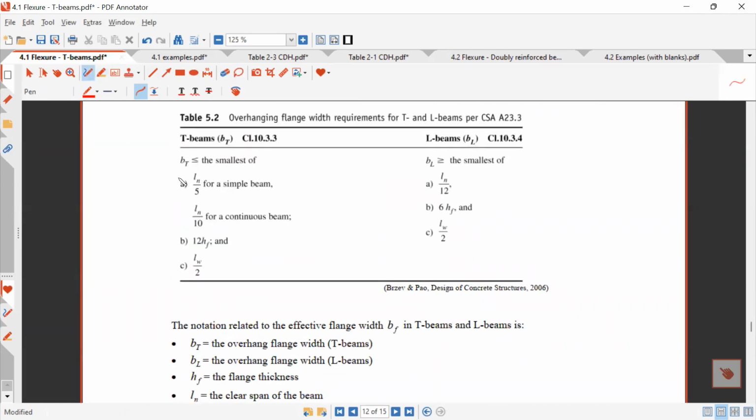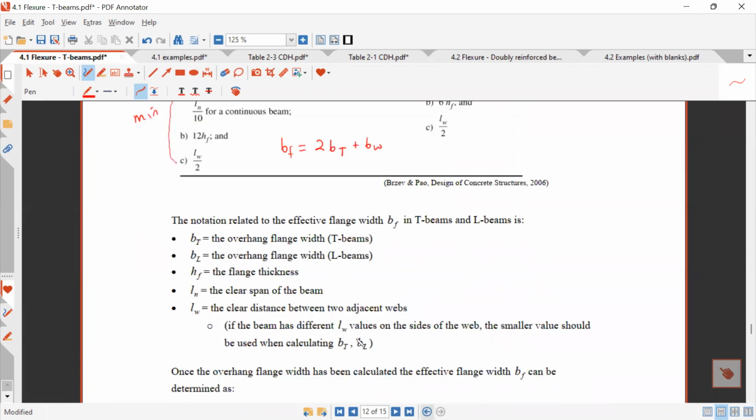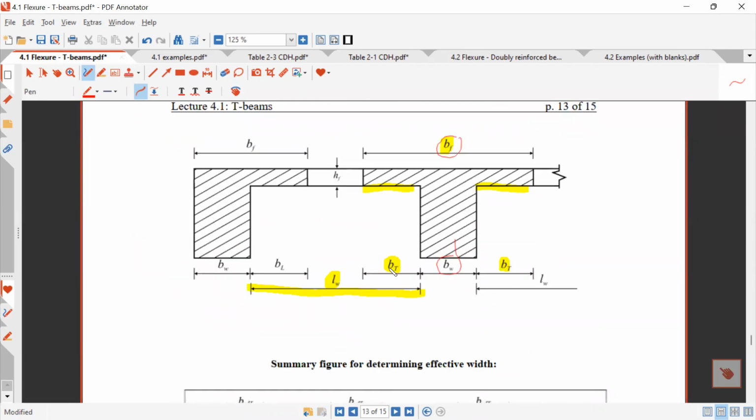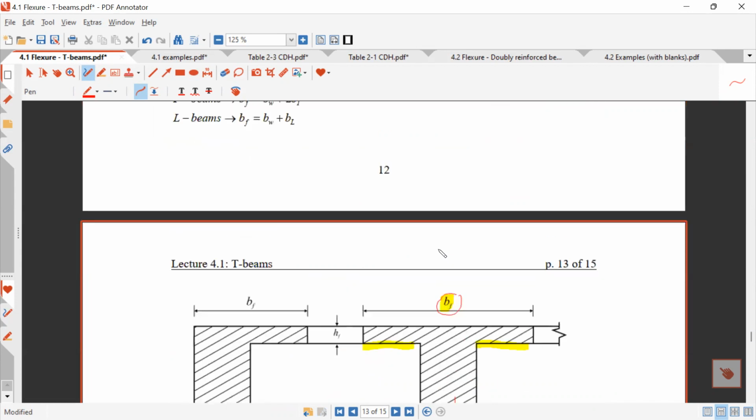BT is the smallest of these three things. Once I know it, BF is just going to be 2 times BT plus BW, right? This is for the T-beam case. So you take the minimum of these three things, it gives you a number, and you take twice that plus BW, which gives you BF. Because if you look at this figure, if I know BT and BW, I can determine BF. It's just 2 times BT plus BW.